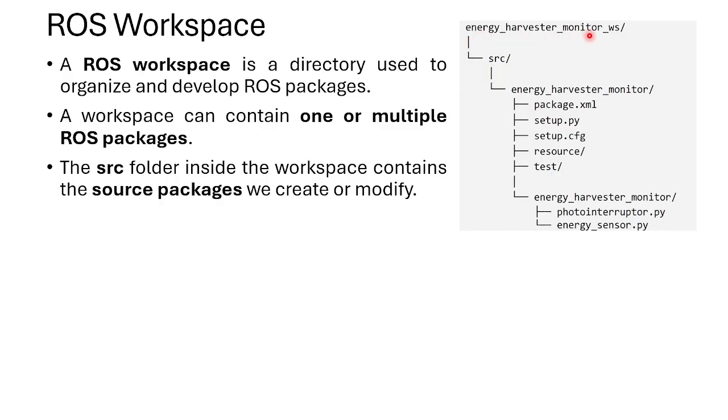On the top we can see this is the workspace. Under this workspace directory, we have this source folder that we have created, and under this source folder we have this folder, which is the energy harvester monitor, and inside that we have multiple files. But we can also see there is another folder which is also named energy harvester monitor, same as its parent folder. So this is a conventional way of structuring the source folder and the workspace overall.